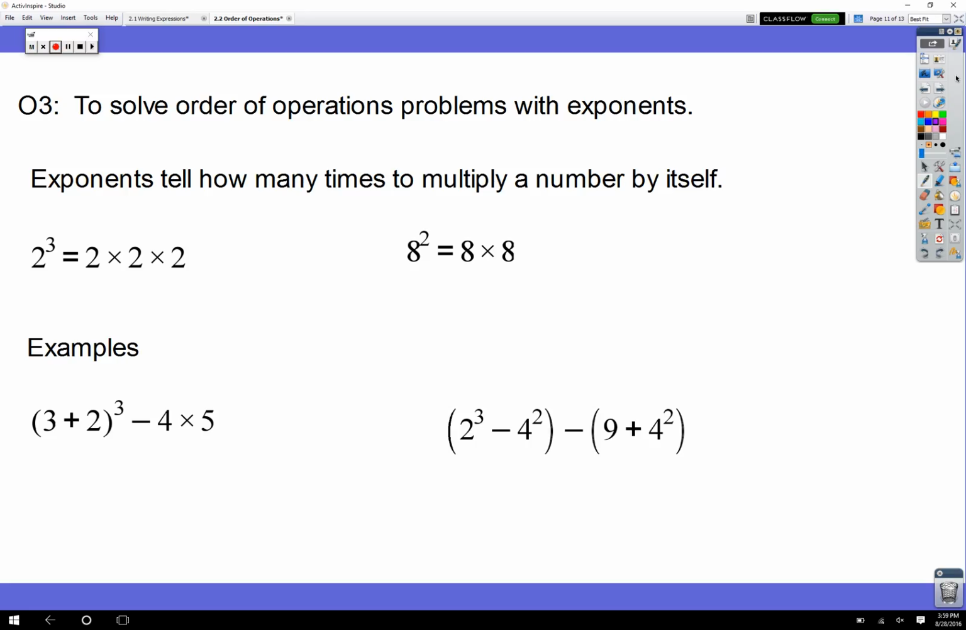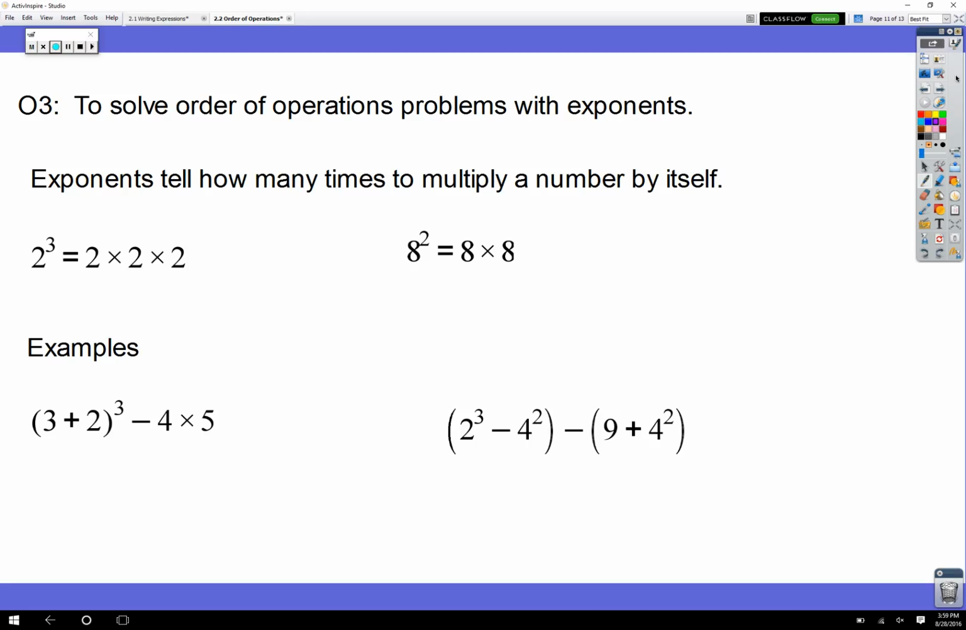Okay, objective 3 is to solve order of operations problems with exponents, and depending on which class you're in, we may not cover this in the same day as we covered the rest. So you'll need to probably check with me to find out how far you should go in the video.